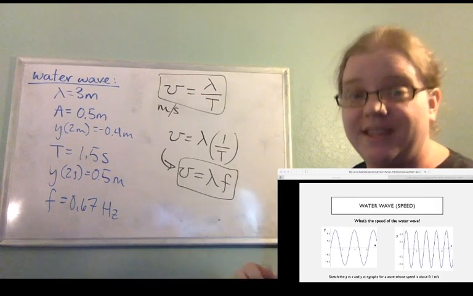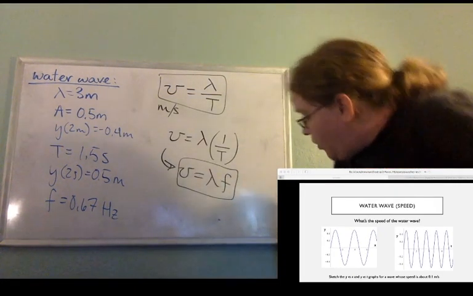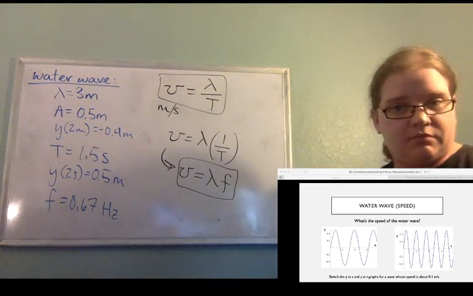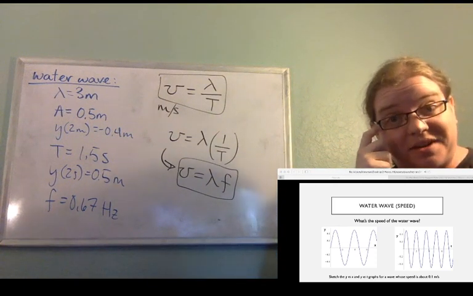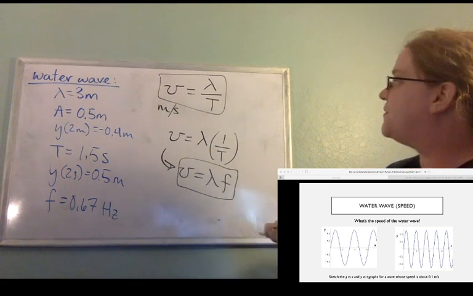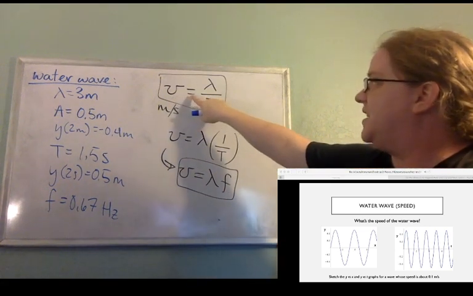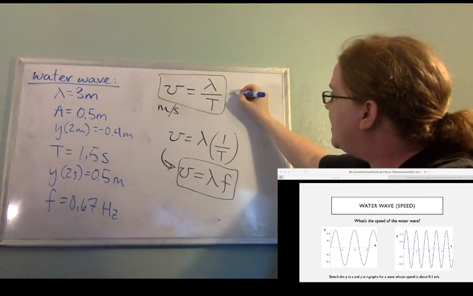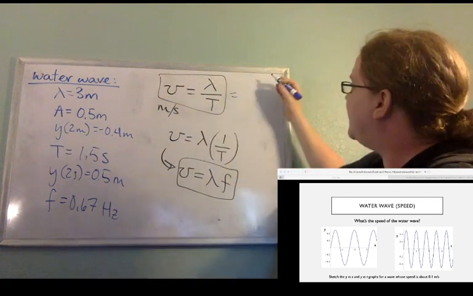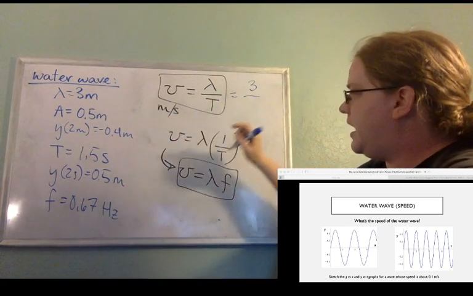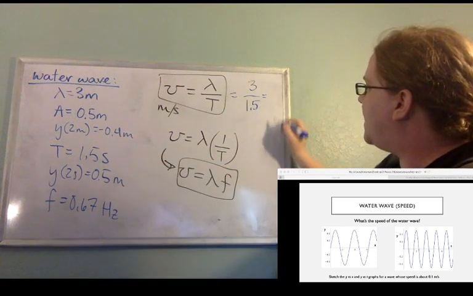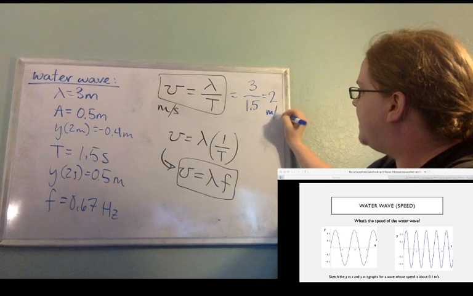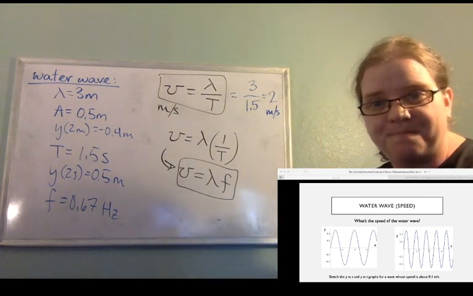All right, so in this case, we could use either equation. We'll go ahead and use both to show you that it does work and it gives you the same thing. So in the first one, if I'm finding velocity from wavelength divided by period, in this case, my wavelength is 3 and my period is 1.5. So 3 divided by 1.5 should be 2, and that'll be meters per second.